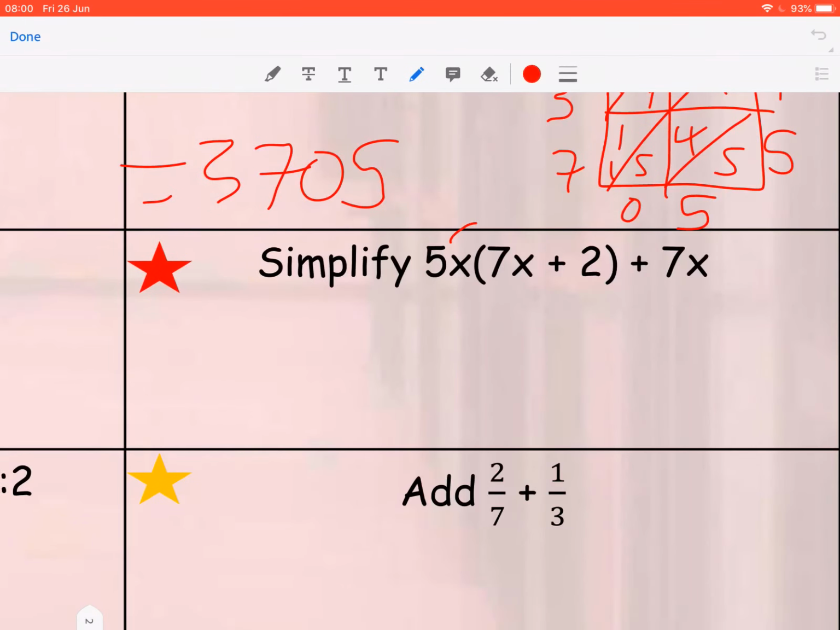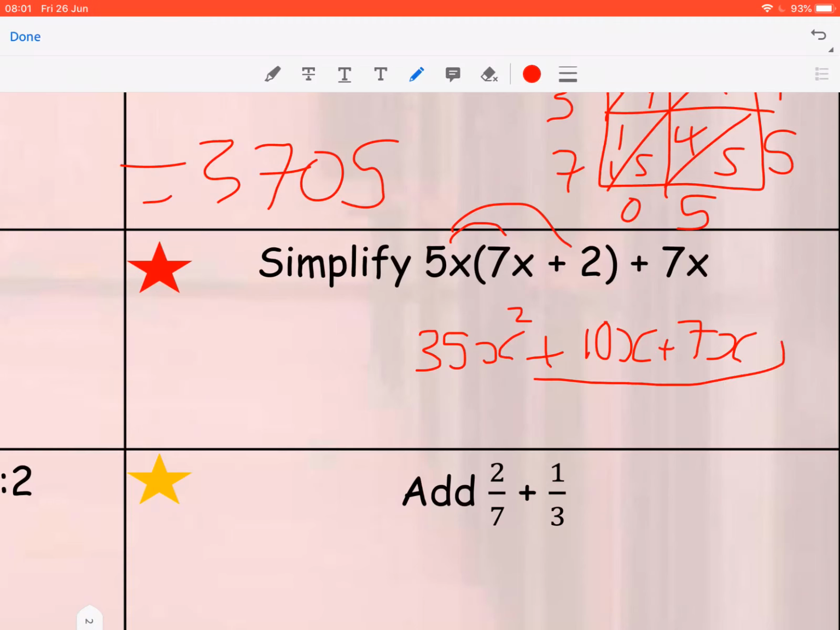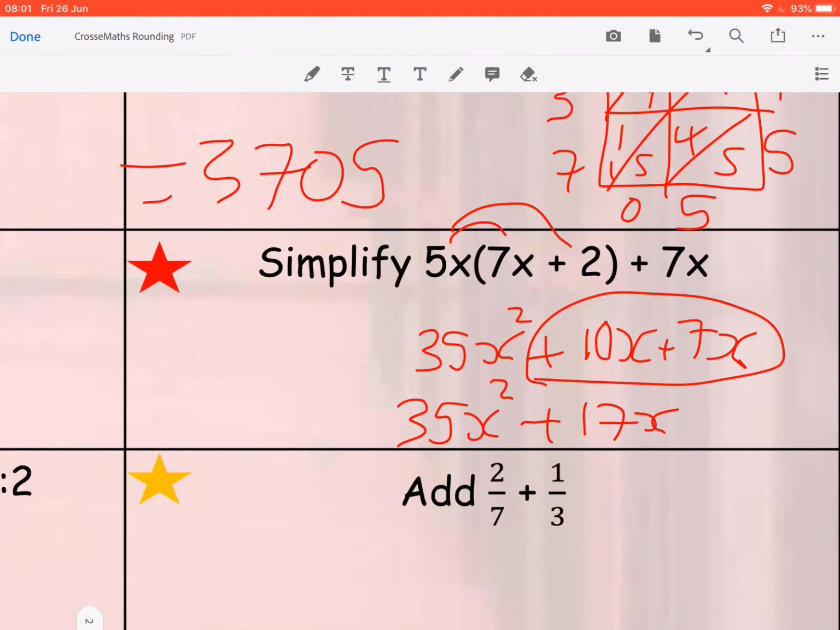Next one, 5x times 7 is 35x squared. 5x times 2 is 10x. 7x just goes on the end because it hasn't got anything to multiply yet. There's no expanding brackets for 7, so it just pops on the end. These two are the same, so 35x squared stays on its own. 10x and 7x makes 17x. My answer is 35x squared plus 17x.